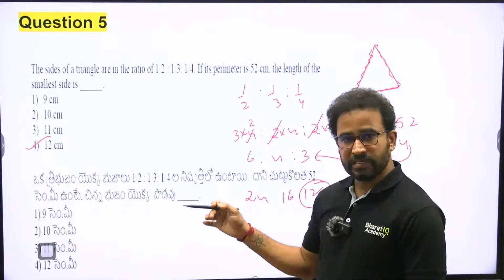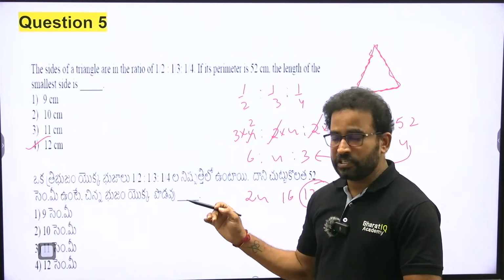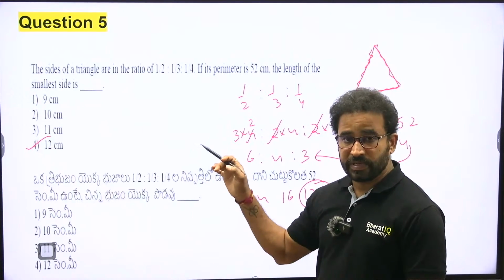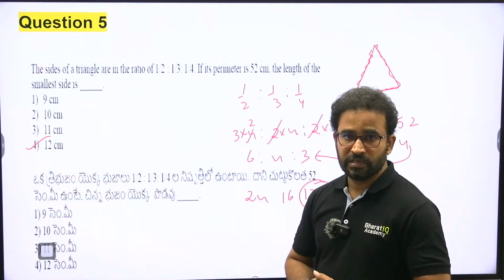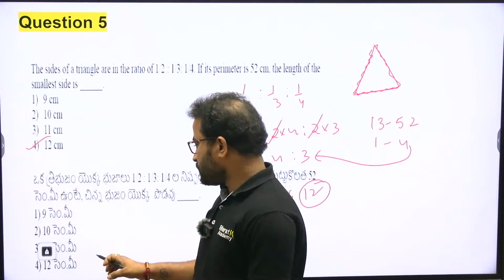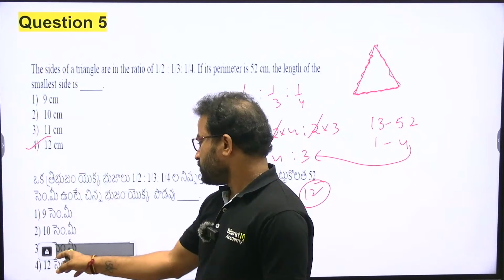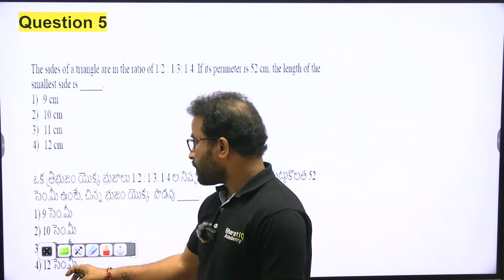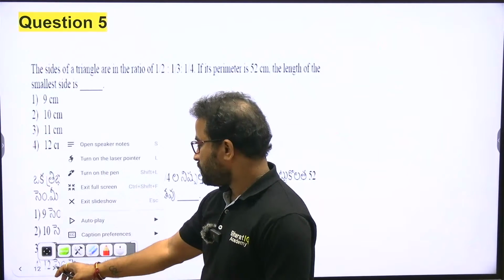So whatever may be the examination, definitely at least 1 or 2 questions they are asking based on only ratios. Ratio and proportion is one of the important arithmetic chapters in the examination. That thing you need to remember. Sorry, clear everyone? Next one.